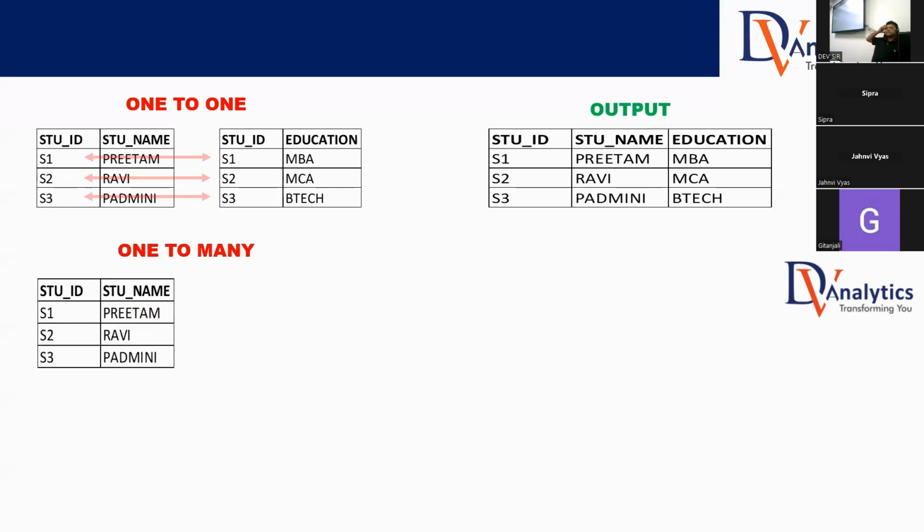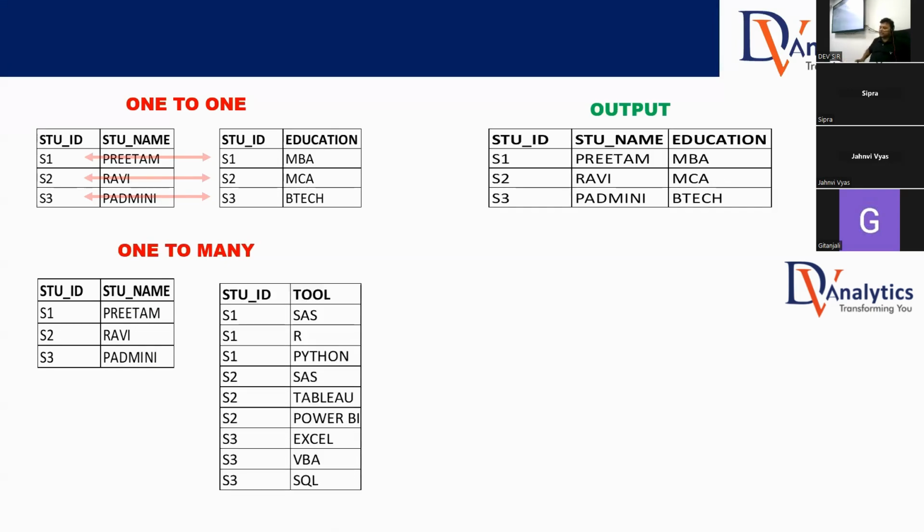When it's a one-to-many relationship, in the left table, it is given your student ID and the student name. And in the right table, it is given student ID and the application details, right? For S1 student ID, the tools given are SAS, R and Python. Can you see this, guys? Same thing for S2 is also given. Same thing for S3 is also given. Now, if you want to make a relationship between these two tables, it is going to be what? Student ID.